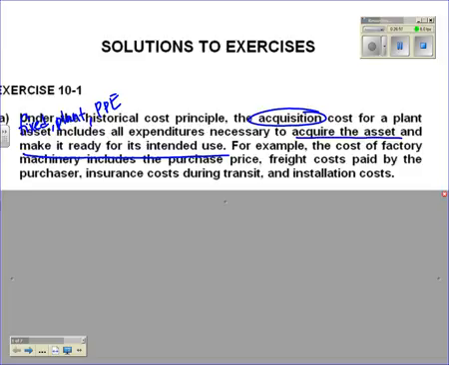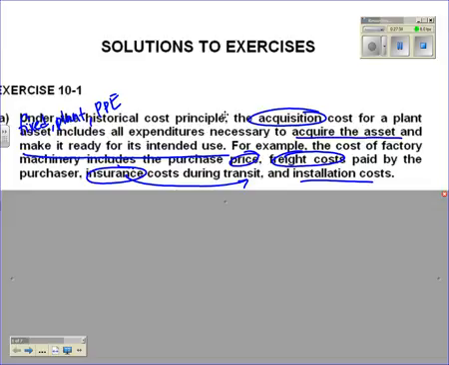Okay, for example, they give you an example. The cost of factory machinery, so a robot, basically, includes the price, freight cost, insurance. Now hold the show. What kind of insurance? Basically transit insurance, the insurance from point A to point B, not to insure it for the next 3 years. And then install costs. That was an example. But what you need to know is they buy it, plus they got to get it there, and they got to get ready for its intended use.